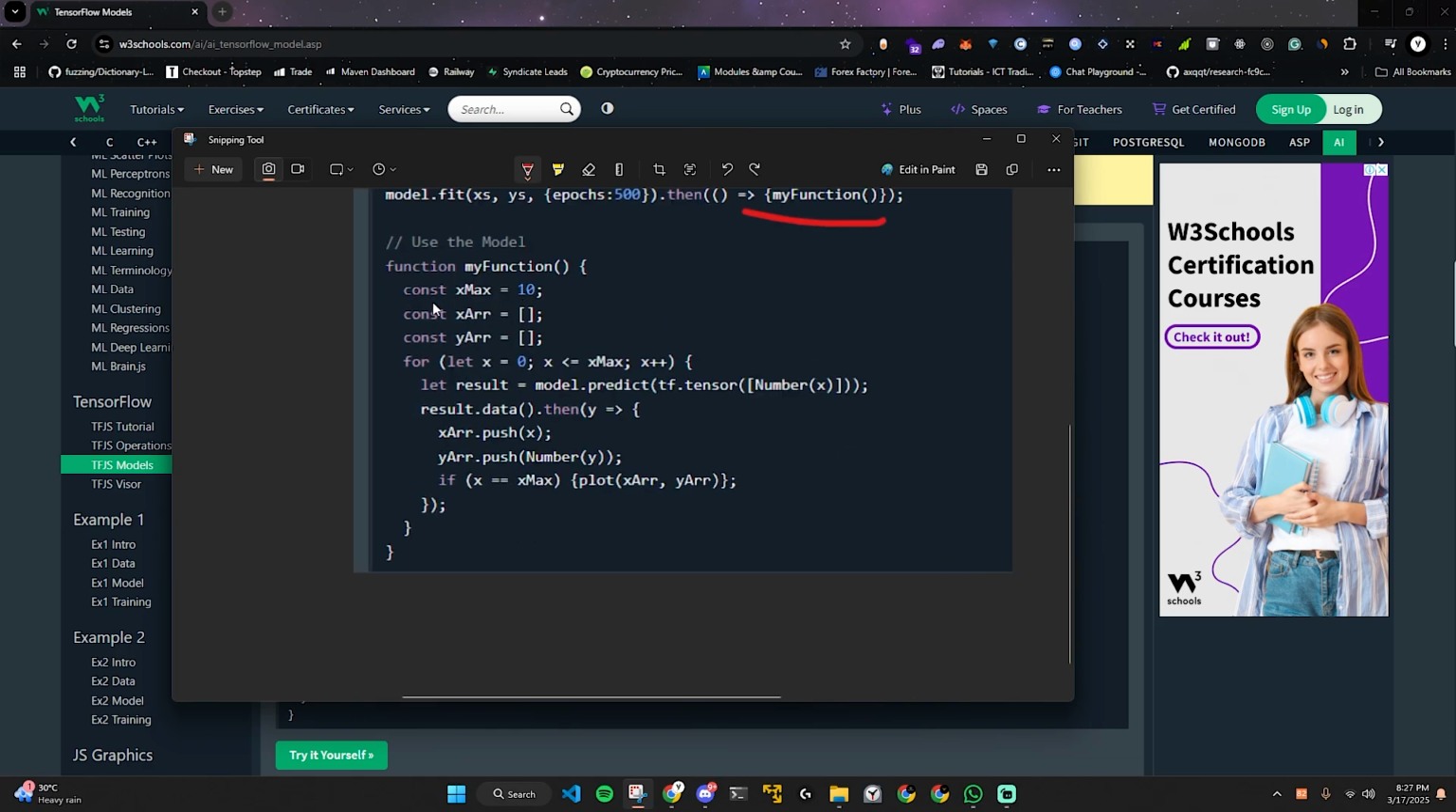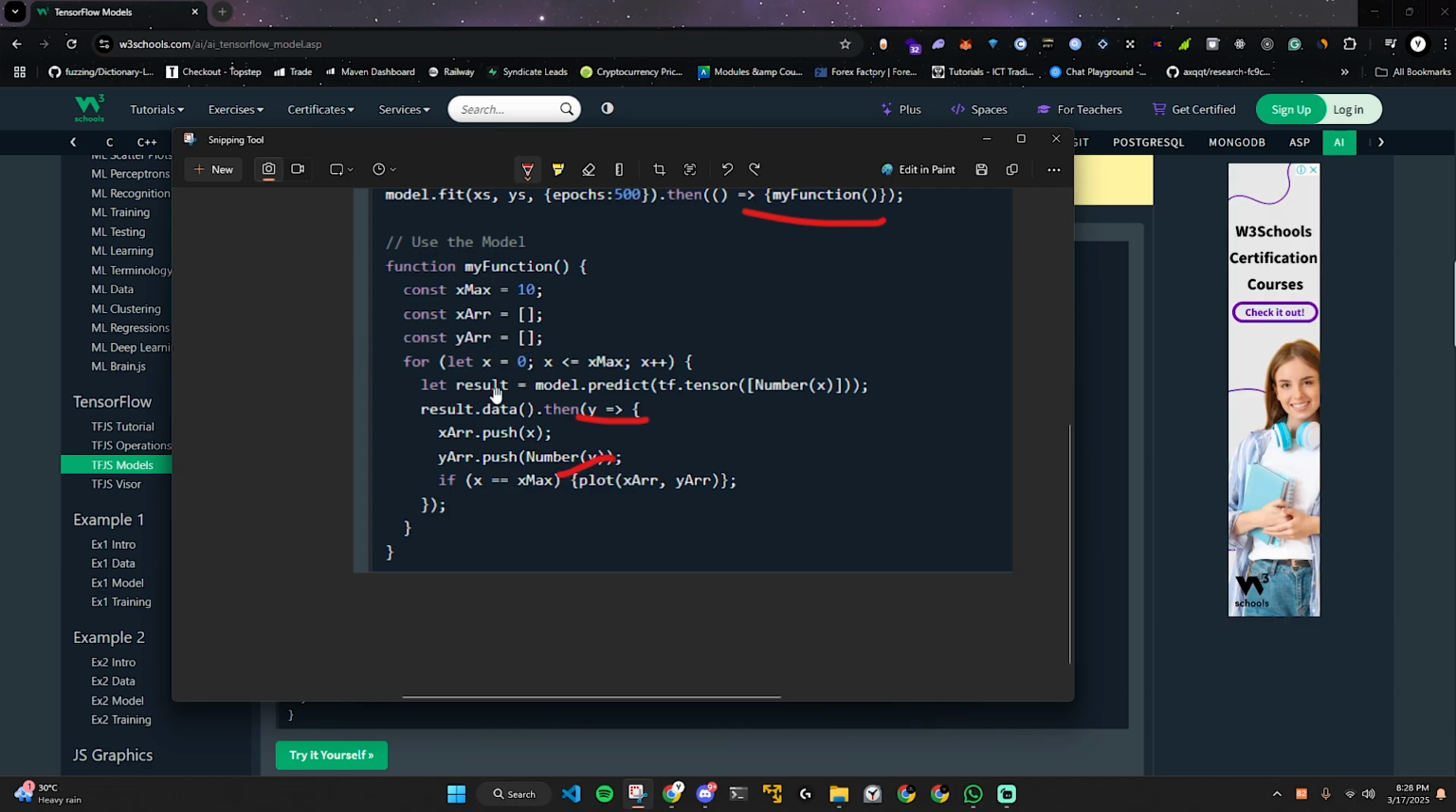In here, what we have is the max number, right? That's what we're iterating to, starting from 0. We're pushing onto this array right here, and then we're also pushing this number right here. So where's the number? This one, right? We're pushing onto the y array, and then we're plotting. If the iteration is complete, that means equal to 10, then we plot the data, just to see the relationship, I think.